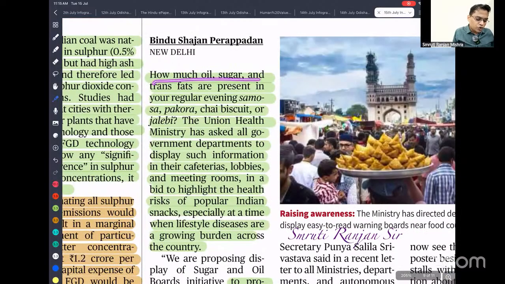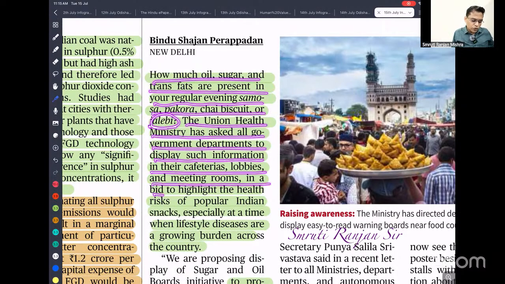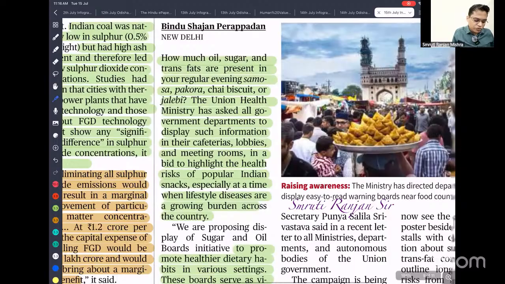So how much oil, sugar and trans fat are present in a regular evening samosa, pakoda, chai, biscuit, or jalebi? The Union Health Ministry asked all government departments to display such information in their cafeterias, lobbies, and meeting rooms, in a bid to highlight the health risk of popular Indian snacks, especially at a time when lifestyle diseases are a growing burden across the country. So if we are able to create awareness, before you eat a samosa, you know how much trans fat it has. What are the negative health implications of that? So definitely it will reduce the consumption.